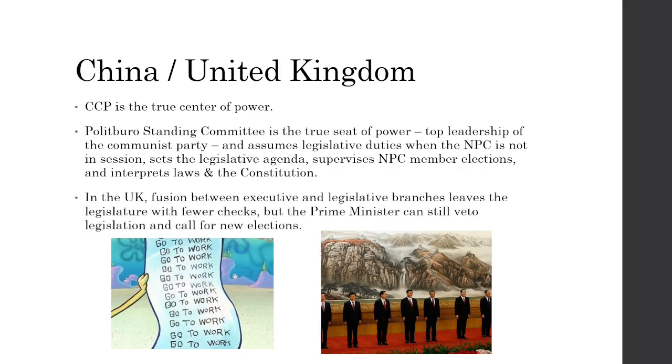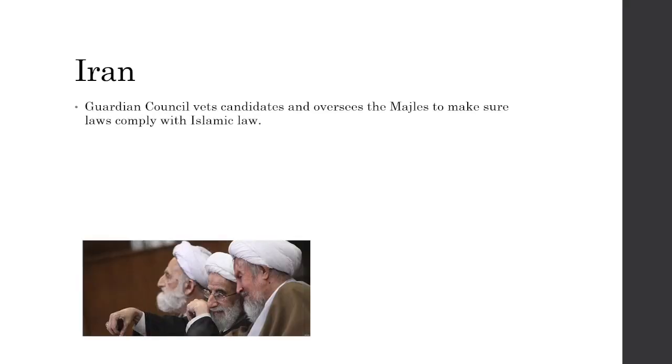And then in the UK, there's also some fusion here. There's fusion between the executive and legislative branches, and this leaves the legislature with fewer checks, but the Prime Minister can still veto legislation and call for new elections, and calling for new elections means that candidates in the House of Commons have 30 days to campaign before a new election. So there are systems of checks and balances in place between these two branches. Let's talk about Iran. So we have the Guardian Council, which vets candidates and oversees the majlis to make sure laws comply with Islamic laws. We saw earlier, the system of checks and balances makes sure the majlis are passing laws that uphold the Islamic faith.